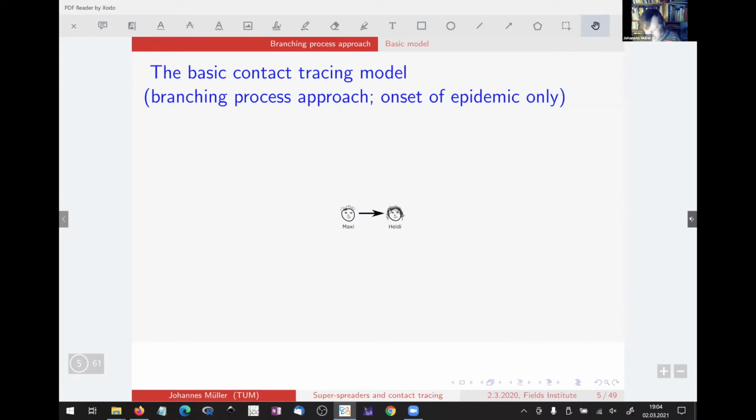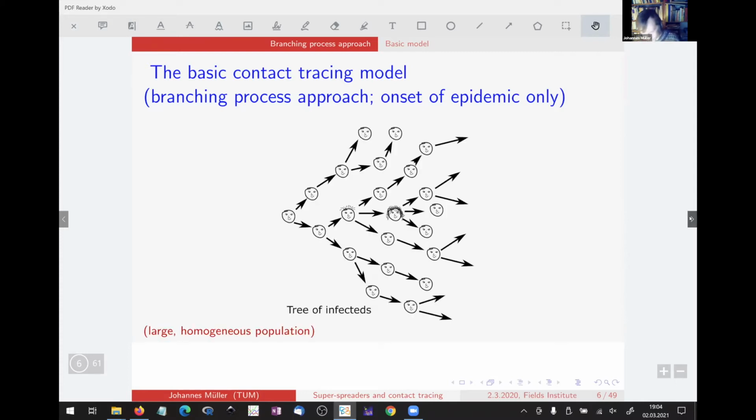But of course, Heidi and Maxi are not the only ones who are infected. There are quite a number of people infected, but we are at the onset of the epidemic. There are not too many infected, and we have a large homogeneous population. Therefore, there's no chance that two infected persons have contact, and we get a tree. Sorry, we get a tree of infecteds.